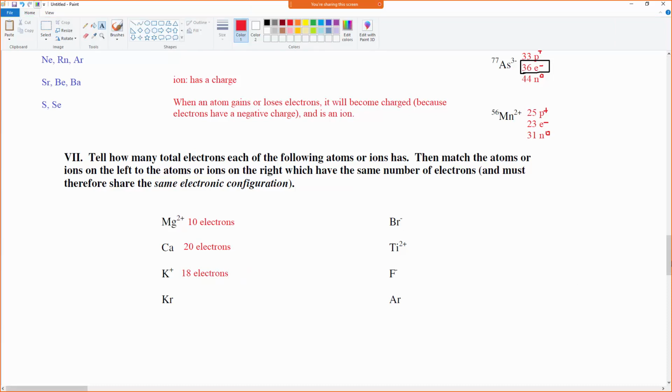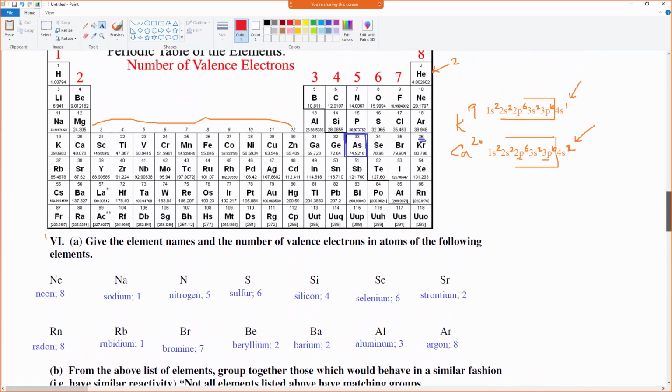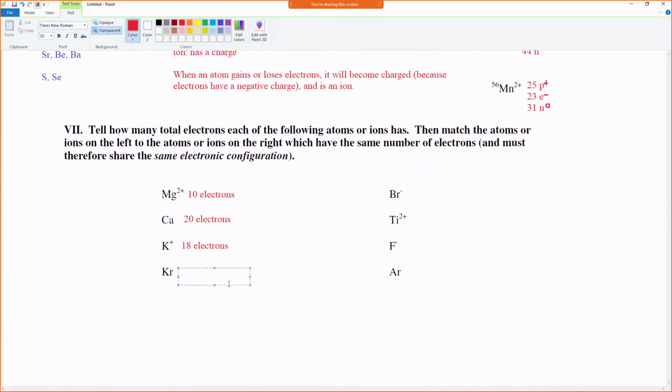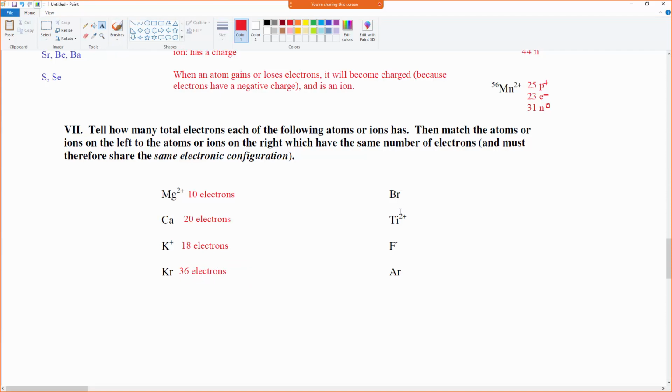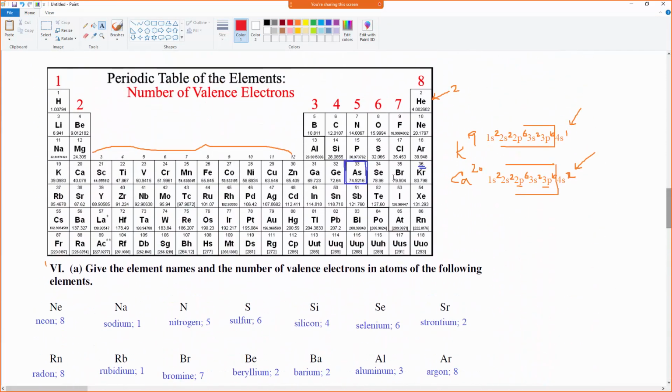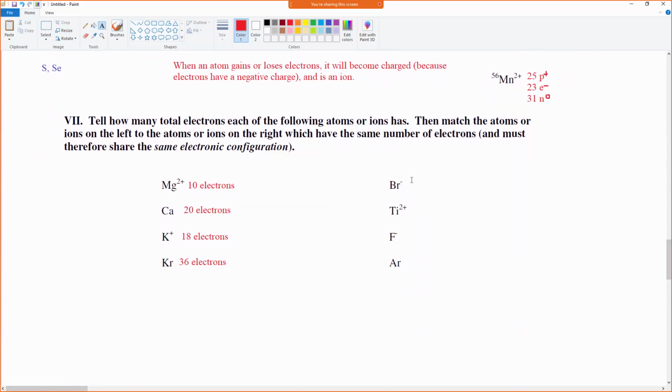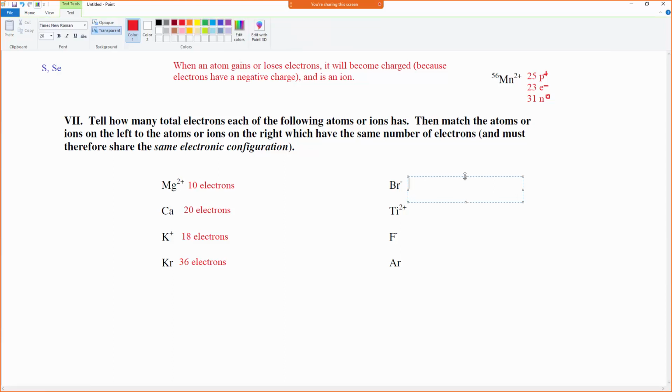And krypton, 36 electrons. Okay. Now on the right hand side, Br minus. Bromine typically has 35, with a negative charge, means it's going to be 36.